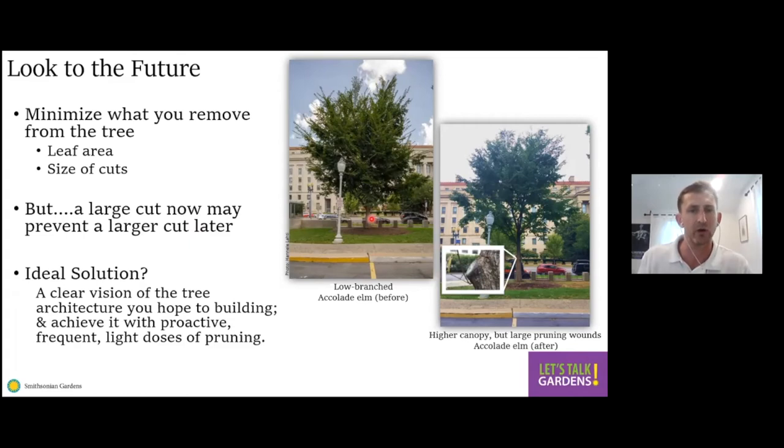And here's an example where we had this low-branched elm tree that kind of got away from us. We took a big chunk, a couple lower branches off of it, again, because a big cut today is better than a bigger cut tomorrow, and we really wanted to get this canopy lifted up and out of the way before that branch got any bigger.